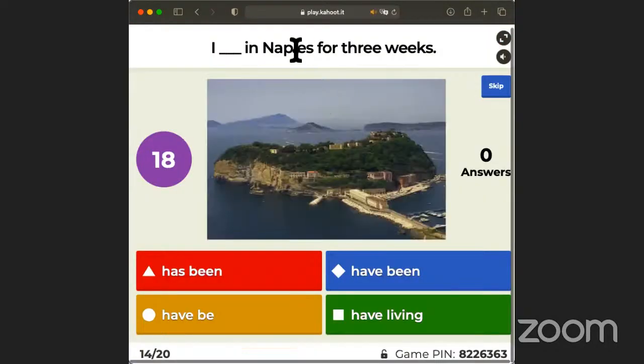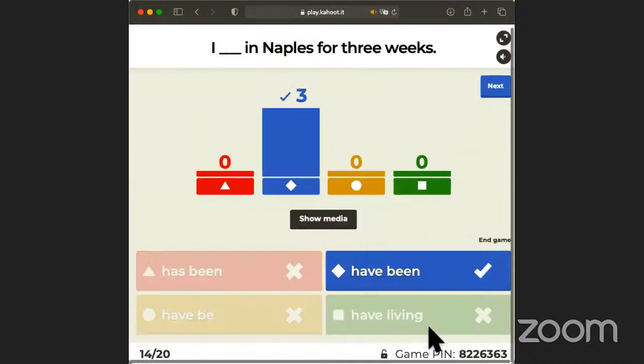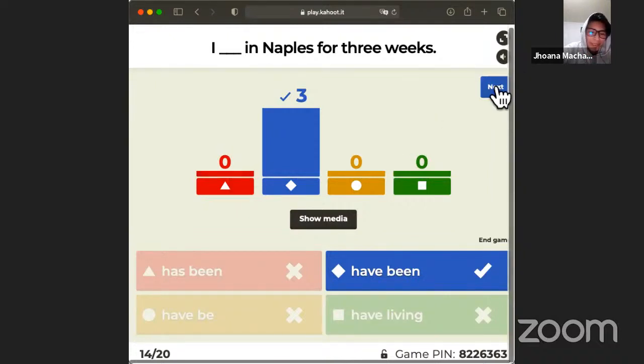Okay, this is an area, this is a place, this is the location. I have been, I have living. Yes, great. Joanna, can we read it, please? I have been in Naples for 3 weekends. Nice. 3 weeks. Okay.